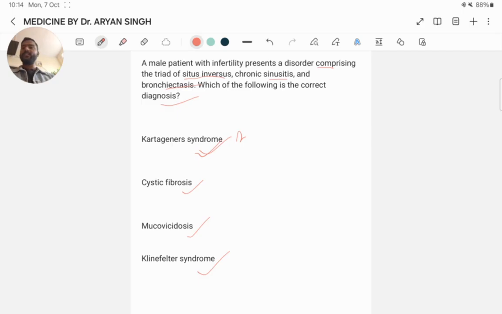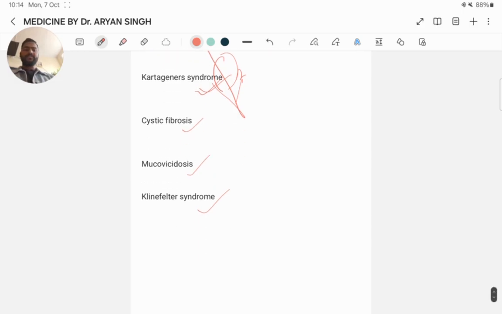Patients usually present with otitis media, chronic recurrent rhinosinusitis, pneumonia, and bronchiectasis caused by Pseudomonas infection. What is the clinical triad in Kartagener syndrome? Situs inversus, chronic sinusitis, and bronchiectasis. This is the important point. Other features include infertility in males and subfertility in females, and telecanthus.